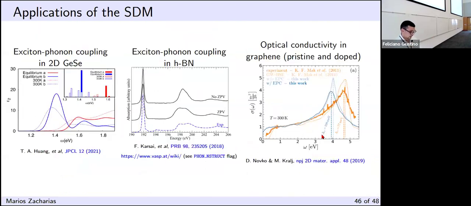So also another interesting application is that we can do optical spectra and incorporate the effect of electron-phonon coupling. So we displace the atoms in a supercell, and then we do a BSE calculation on top of that. So here we see that we can obtain exciton-phonon spectra for the case of 2D germanium selenide, or X-ray absorption spectra in the case of hexagonal boron nitride. And here with electron-phonon coupling effects, we recover this double-peak structure that is observed in the experiment.